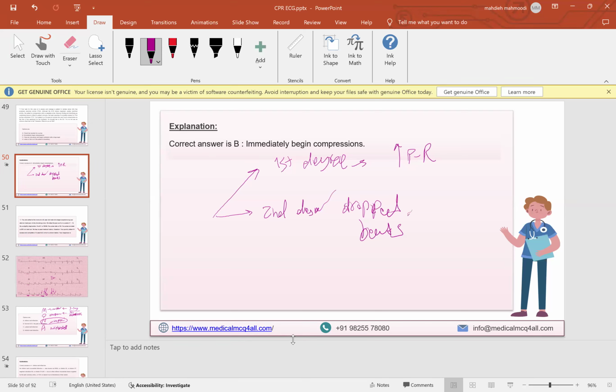If these P's are regular, it means you have gradually increasing PR until one beat is dropped. That is called second degree type 1. It's foreseeable, it's predictable. But type 2, it's the same thing. You have dropped beats, but unforeseeable, unpredictable. There is no regularity in that.